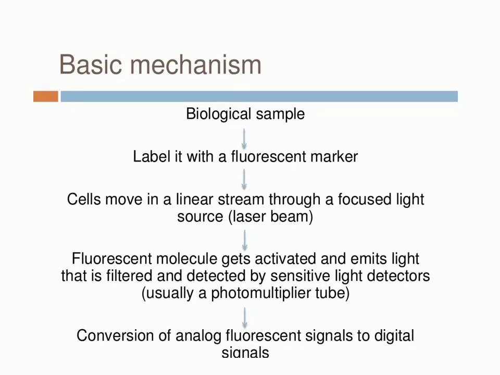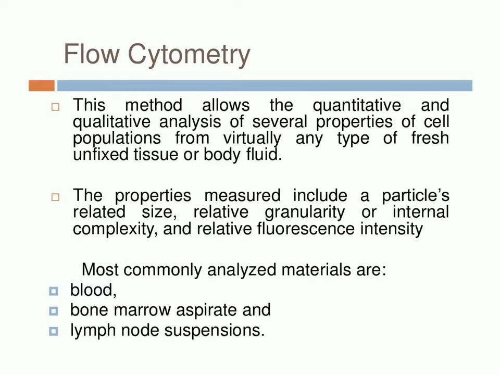The flow cytometry method allows the quantitative and qualitative analysis of several properties of a cell population from virtually any type of fresh, unfixed tissue or body fluid. The properties measured include a particle's relative size, relative granularity or internal complexity, and relative fluorescence intensity. Most commonly analyzed materials are blood, bone marrow aspirate, and lymph node suspensions.